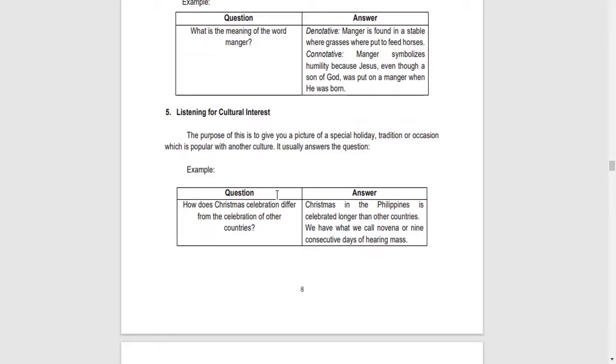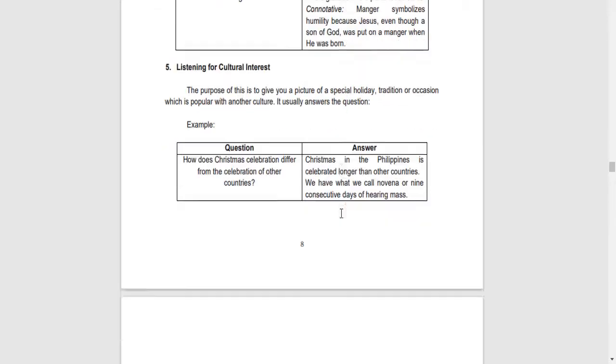So, through listening to different songs, through listening to spoken poetry, we can learn the culture of different countries. For example, through listening to Christmas carols in the Philippines, we can answer this question: how Filipinos celebrate Christmas, how other countries celebrate Christmas. So that is about listening for cultural interest.